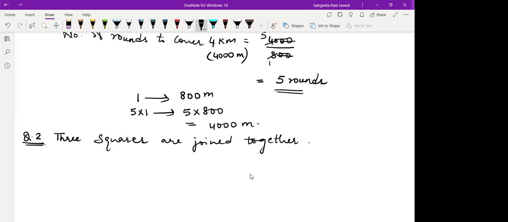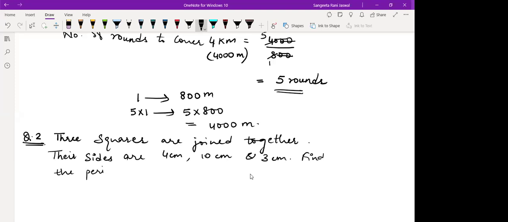Okay, I'll make the figure also. Their sides are 4 centimeters. Now those 3 squares have their sides as 4 centimeters, 10 centimeters, and 3 centimeters. Okay. Find the perimeter of the figure.